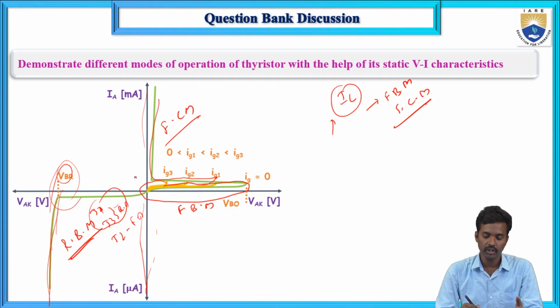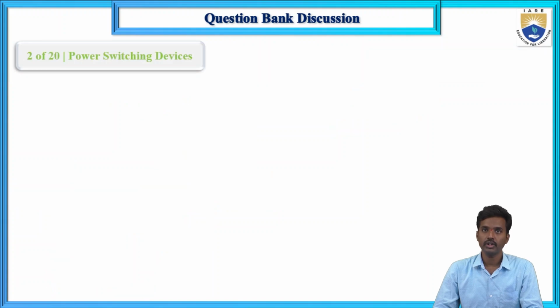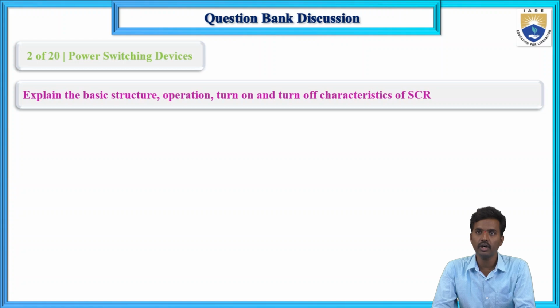So that is independent of this supply voltage. Now here these are the cases: forward blocking mode, forward conducting mode, and reverse blocking mode. So now this is the case for this question. And next, the second question is: explain the basic structure, operation, turn on and turn off characteristics of SCR.